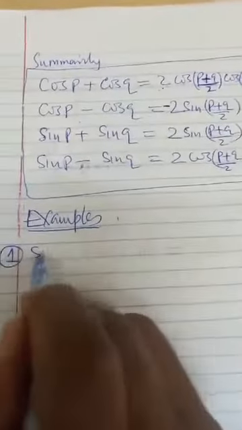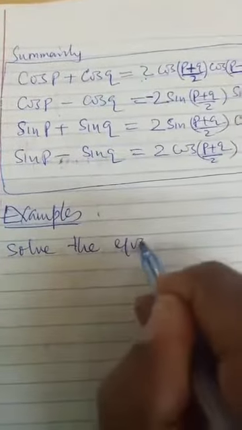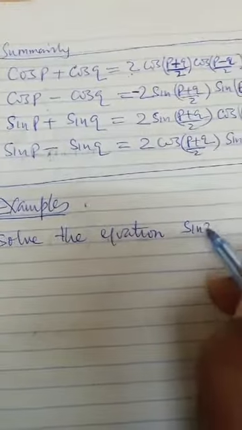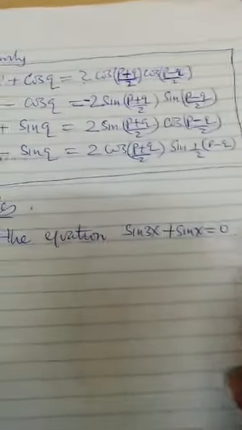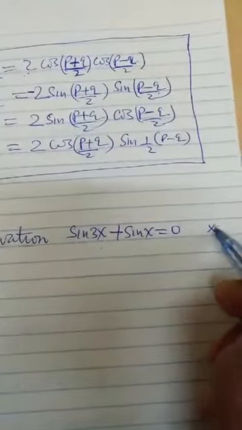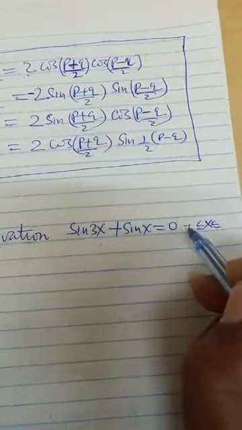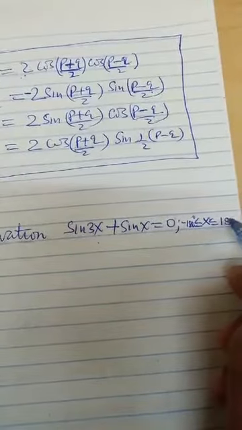Example number one. They tell you to solve the equation. The equation is sine of 3x plus sine of x is equal to 0. And they want values of x to be in the range of negative 180 to positive 180.